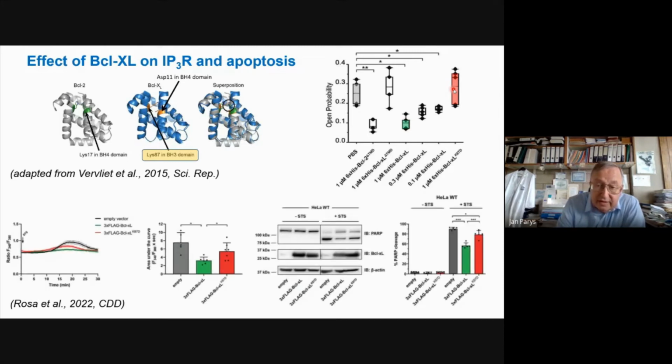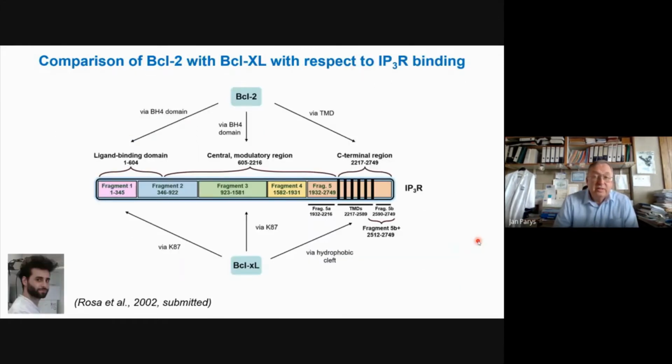In the same way, and these are experiments performed in our lab by Nicola, we see here how staurosporin induces calcium signals and induces PARP cleavage, so apoptosis, and we see that BCL-XL is suppressing the calcium effect of staurosporin and suppressing the PARP cleavage, while the mutant, where an aspartate is present, is much less effective. So this shows that lysine 87 in the BH3 domain is important for BCL-XL. And this is summarized here in this slide.